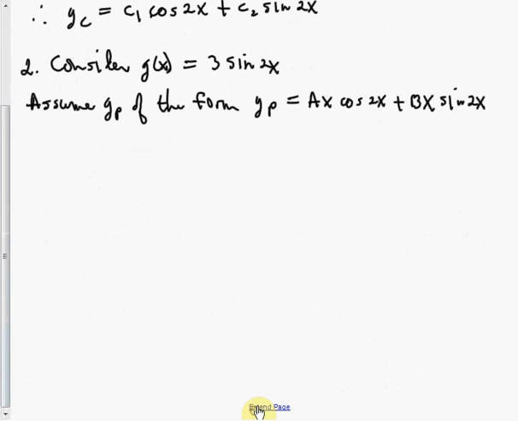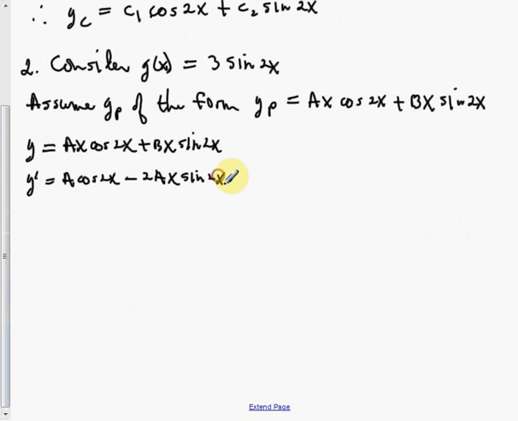So y is, we're saying, equal to this: ax cosine 2x plus bx sine 2x. So y prime, use the product rule. So it's just a cosine 2x minus 2ax sine 2x plus b sine 2x plus 2bx cosine 2x.